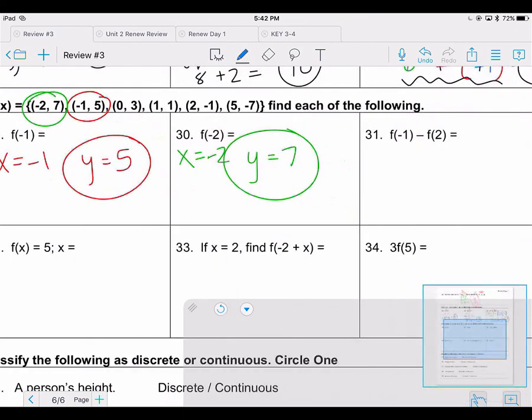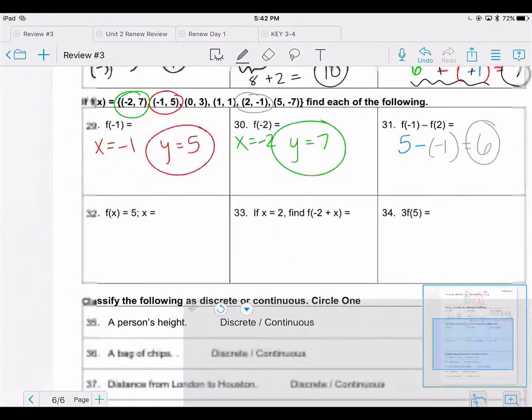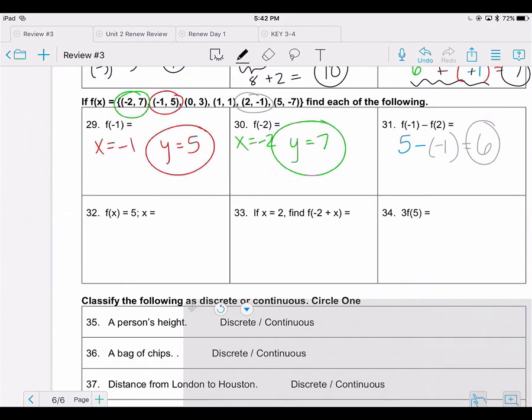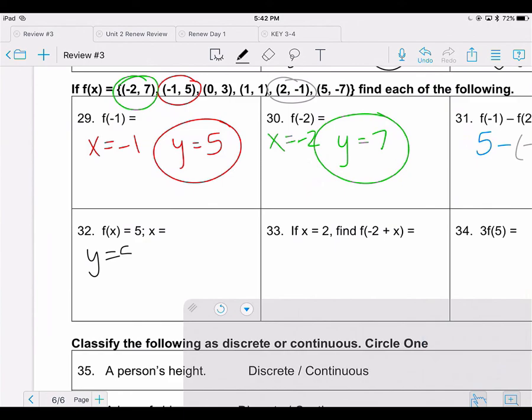31, f of negative 1 we just found was 5. F of 2 we just found was 7. Oh, sorry, that's not 2. F of 2 is negative 1. 5 minus negative 1 is a positive 6. So all we're doing here is replacing answers. 32, they're telling me y equals 5. What is x? Well, y equals 5 when x is negative 1.